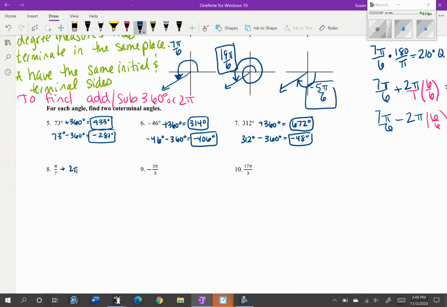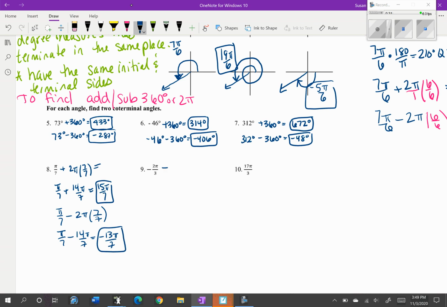So if I add 2 pi here, I need a common denominator, which means I need to multiply this by 7 over 7. So I get pi over 7 plus 14 pi over 7, which gives me 15 pi over 7. And then if I take pi over 7 and subtract 2 pi, again, you need to get a common denominator. So pi over 7 minus 14 pi over 7 gives me negative 13 pi over 7.